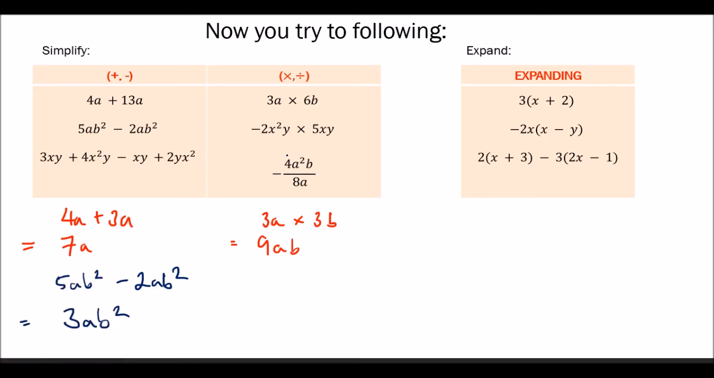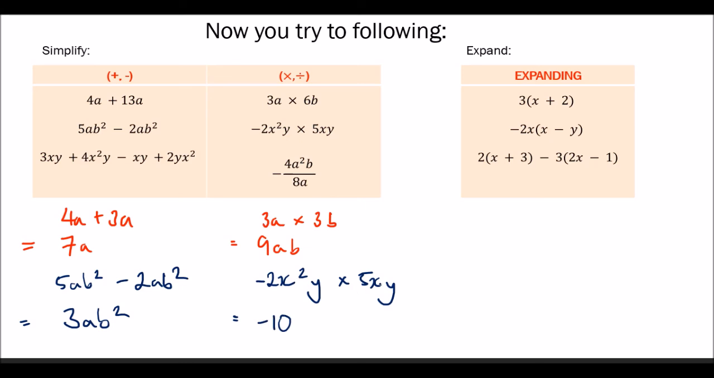And the next one is negative 2x squared y times 5xy. Negative 2 times 5 equals... again, with multiplying and dividing, just multiply or divide the big numbers, and then the little letters, you either add or subtract them. So negative 2 times 5 is negative 10.